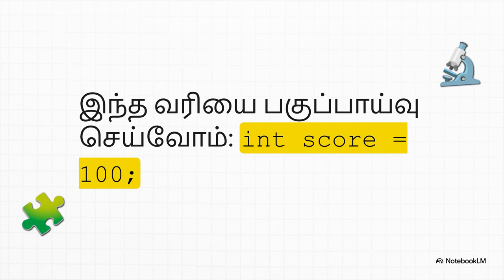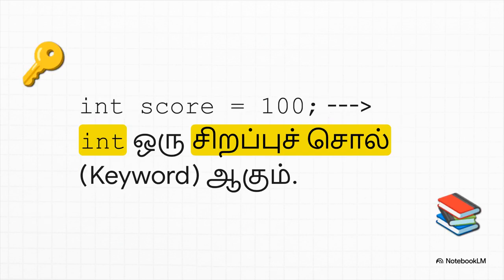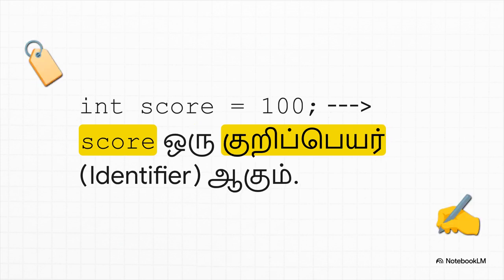Okay, so we've met all 5 types of tokens. Now for the really cool part. Let's take one single, simple line of C++ code and break it down piece by piece, using everything we've just learned. First, let's look at int. Does that have a special built-in meaning for the compiler? You bet it does. It's telling the computer that we want to create an integer, a whole number. That makes int a keyword. Okay, what's next? Score. Is this a name that we, the programmer, made up to label something? Yep. We decided to name our variable score. So score is our identifier.